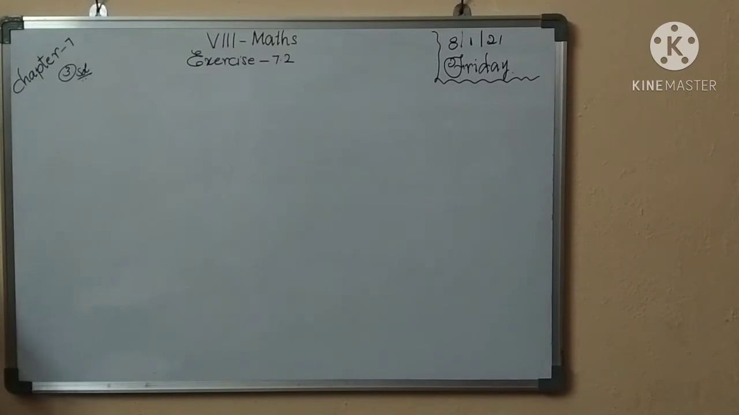In the previous class, exercise chapter 7, frequency distribution tables and graphs. In exercise 7.2, the first, second, and fifth problems were completed. Today we are discussing the third problem. Open page number 166, exercise 7.2, third problem. All of you look at the textbook, children.